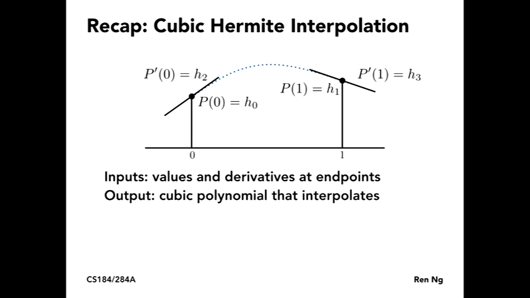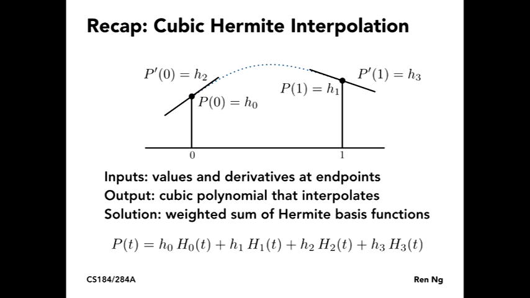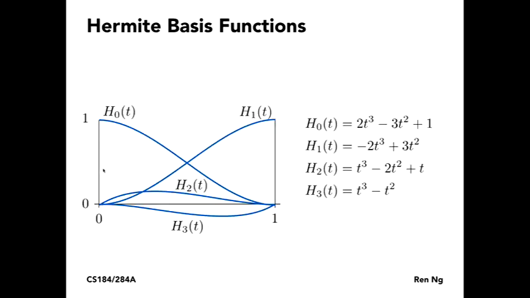And the output is a cubic polynomial that interpolates these things, and one way to interpret it in terms of this basis function thing is the solution is just the linearly weighted sum of the Hermite basis functions, each of those things. And what do they kind of look like, for curiosity? Here they are. So here's h0 of t.